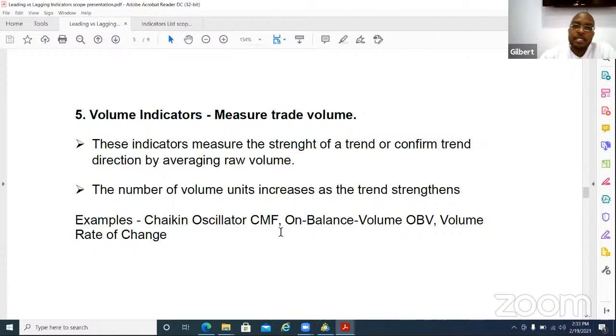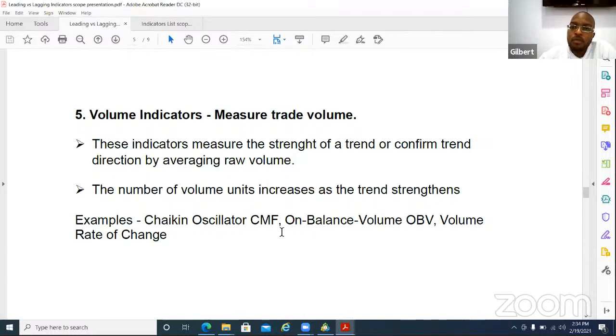The volume indicators measure trade volumes. Now, in the Forex market, especially if you're dealing with spot Forex contracts, we don't have real volume. We don't have real trade volume. What we have is tick volume, the number of times the price moved. And the assumption is that the prices move because contracts have been settled.